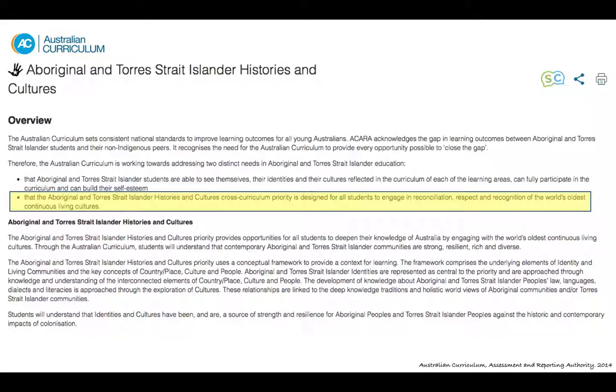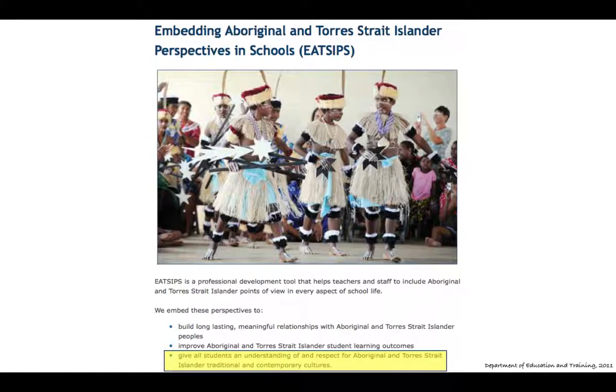In addition, the Australian curriculum states that the Aboriginal and Torres Strait Islanders' history and cultures cross-curriculum priority should be implemented across all key learning areas and provides all students with the opportunity to engage in reconciliation, respect and recognition. Finally, the Embedding Aboriginal and Torres Strait Islander Perspectives in Schools framework was created by the Department of Education and Training to meet this exact need. They state that teachers have a responsibility to give all students an understanding and respect for these cultures.